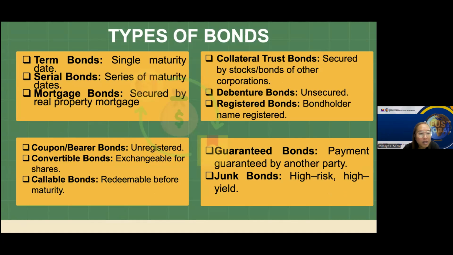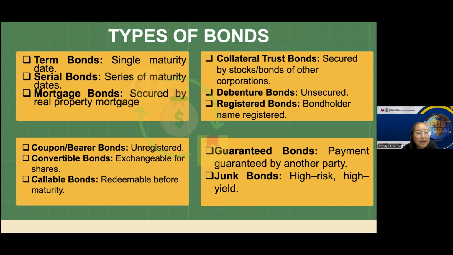We have the term bonds. It has one maturity date, meaning the entire amount is paid back at once. Example, a company issues a 10-year bond and pays the full amount after 10 years. We also have serial bonds. It has multiple maturity dates, allowing repayment on an installment basis. Example, a bond that pays back portions every 5, 10, and 15 years.